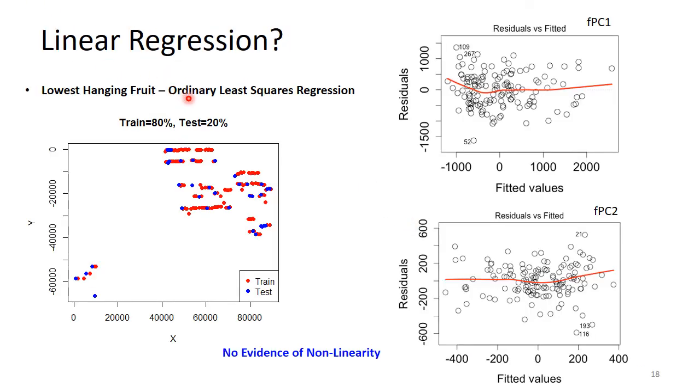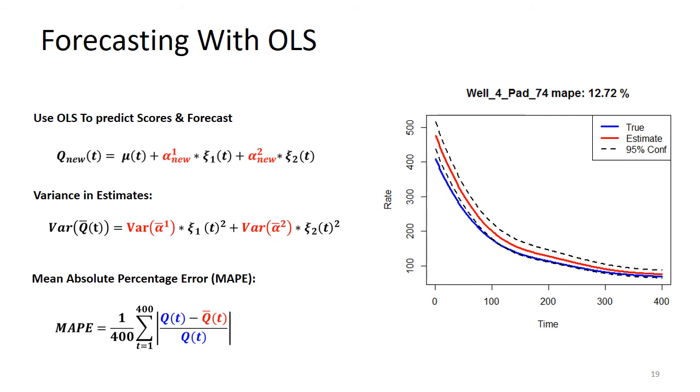So the easiest way to do this is ordinary least squares regression. What we do here is we estimate the first principal component score with ordinary least squares regression, and we observe the residual behavior in order to see whether there's some kind of nonlinearity that we're not capturing. It seems that these residuals are quite well behaved, and so a linear regression technique seems to work quite well. So we use ordinary least squares to predict the scores and therefore forecast these production curves. This is then the predictions, and this is the variance that we get on the prediction.